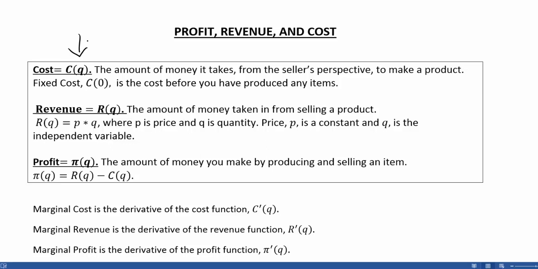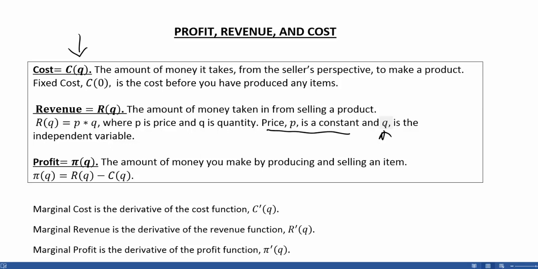The next equation that we need to look at is revenue. So revenue is the amount of money that you take in from selling your product. The way that we calculate revenue is the price that you're selling your product for times quantity. So let's say you sell your ceramic llamas for $10 each. If you sell 5 of them, your revenue would be $50. So price times quantity. What's important here is that we remember that price is a constant and Q is your variable.